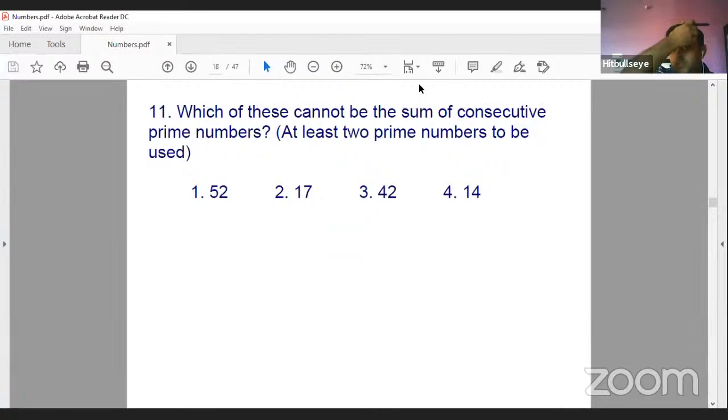So which of these cannot be the sum of the consecutive prime numbers? At least two prime numbers to be used. At least two doesn't mean only two. At least two means either two or more than two.